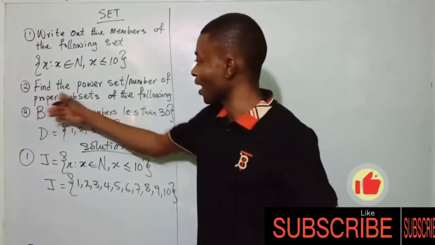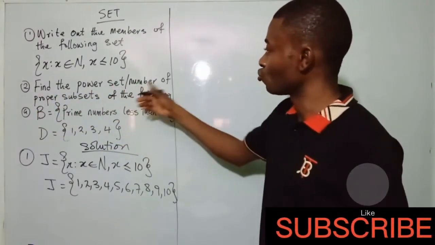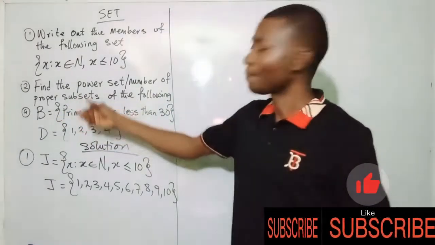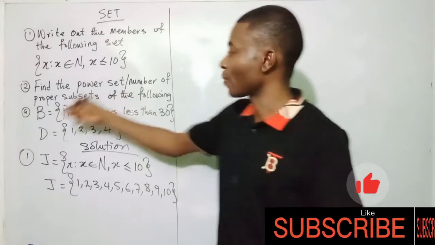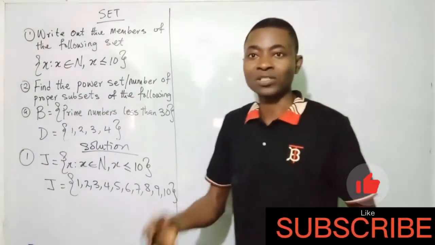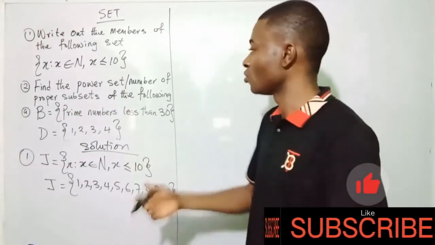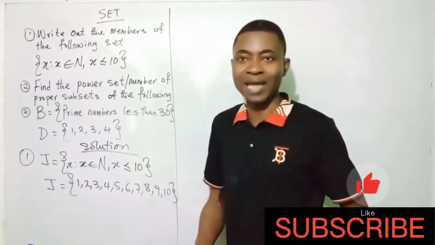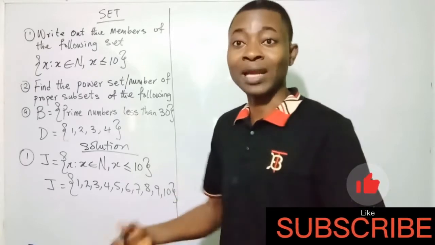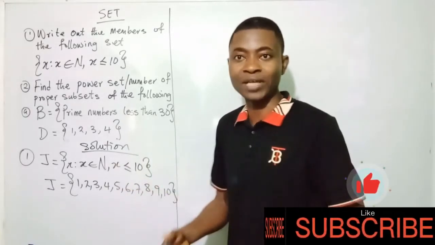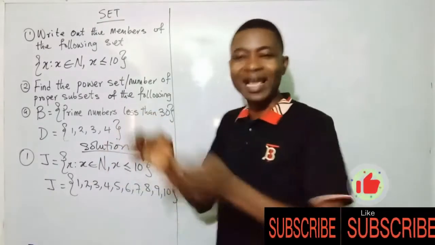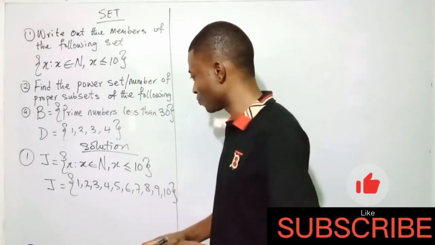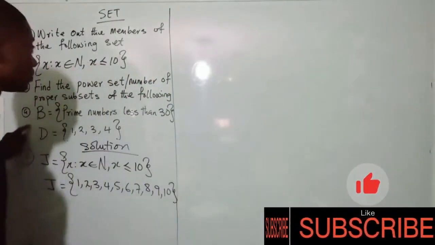The second question says that you should find the power set, or the number of proper subsets, of the following. Now, power set and number of proper subsets mean the same thing. The question can be find the power set or the number of proper subsets. They still mean the same thing. Now, how do we get that? We've explained how we can do that in our previous video, but we're using this example now to explain again how you can easily answer that, because it's actually very, very simple. So let's take B first.